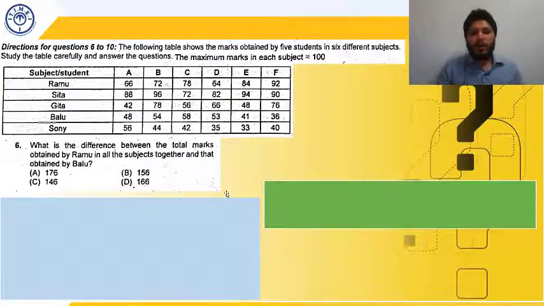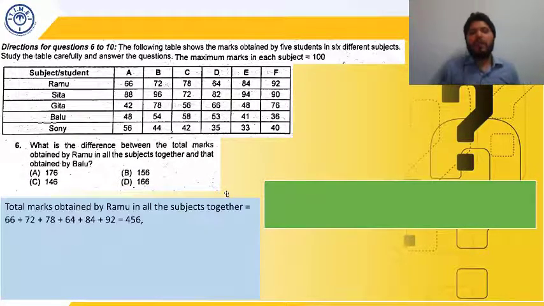So how to get the total marks of Ramu? What is the total marks scored by Ramu in all the subjects together? It is 66, 72, 78, 64, 84, 92. The first row gives us all the marks scored by Ramu in each of the 6 subjects A, B, C, D, E, F, and we want their sum. We have just added them. It comes out to be 456. So total marks scored by Ramu in all the subjects together is going to be 456.